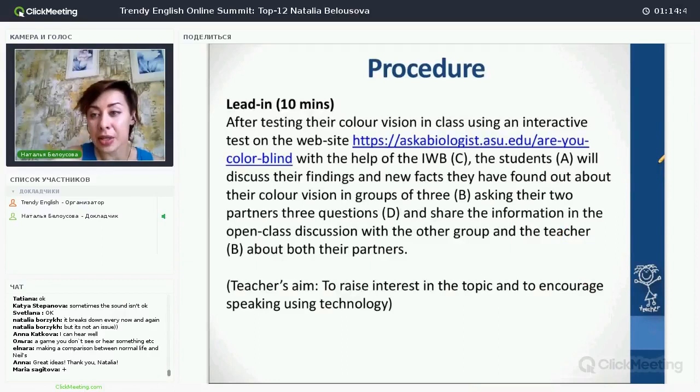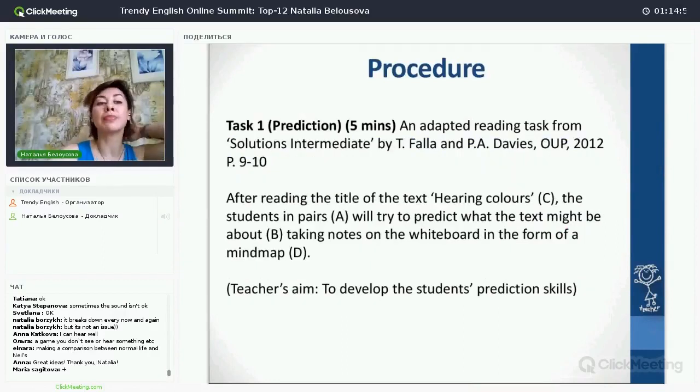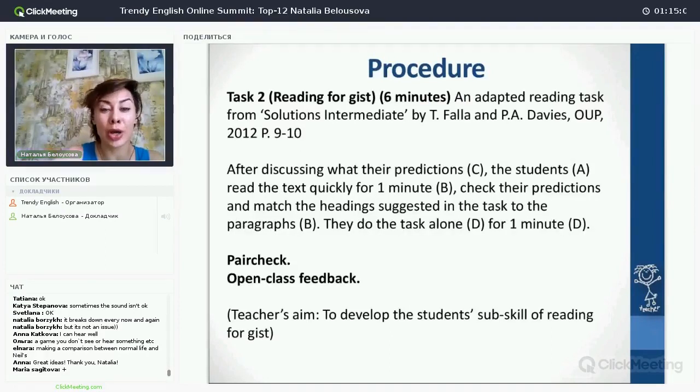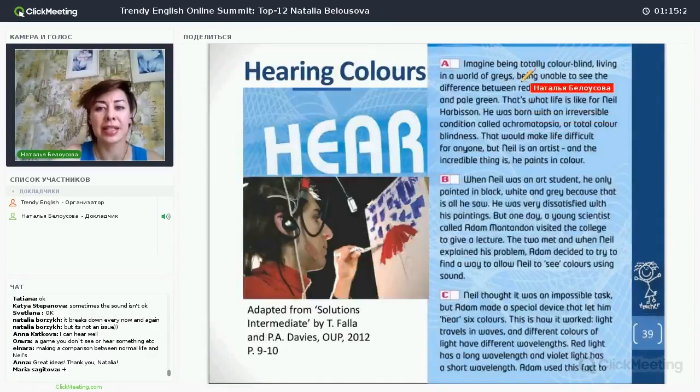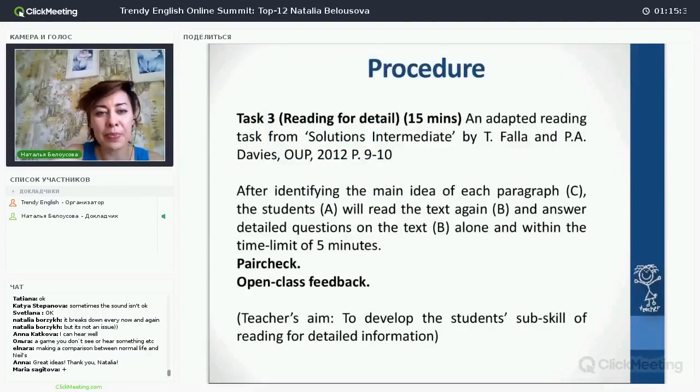The next thing we did was actually quite standard. So we worked with the title. This is something you suggested, because this title just begs to work with it. It's really interesting. So there were some predictions, and then just reading, why not, and then detailed reading. And then they also did the task of matching the headings with the paragraphs, because if you remember the structure of this text, it's just the task that seems to be logical here. So we did standard but useful things with them.